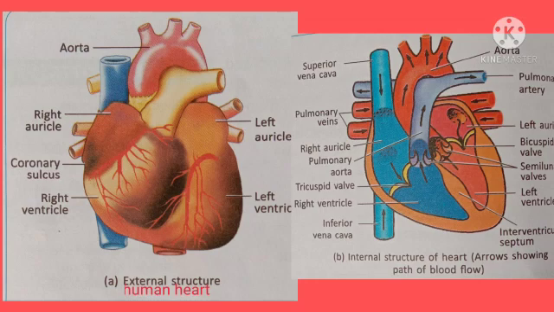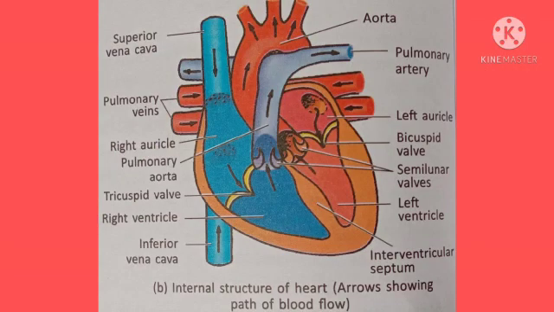The internal structure of the heart has 4 chambers, 2 auricles and 2 ventricles separated from each other so that right side of the heart deals with impure blood or deoxygenated blood and the left side of the heart deals with pure or oxygenated blood, and there is no mixing.